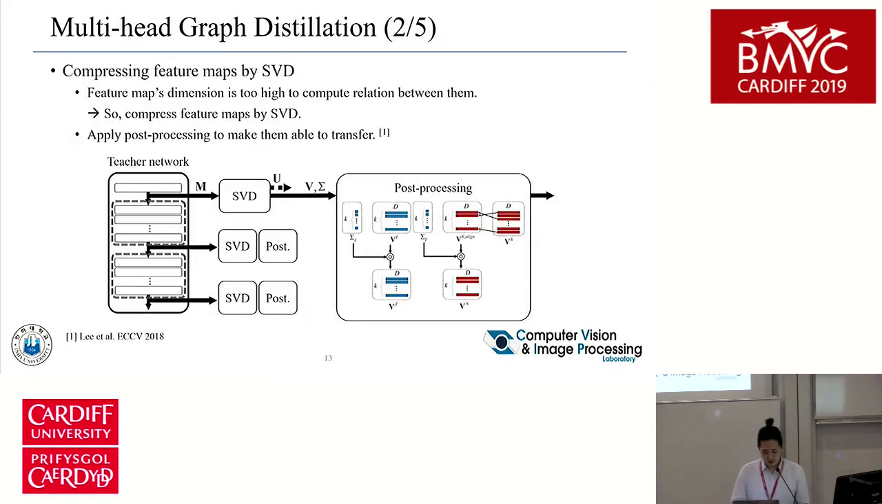First, we compress the feature map by SVD. A feature map can be treated as a set of feature vectors. So when SVD is applied, singular vectors contain the most important information in feature maps. However, singular vectors have bad properties to transfer, so we apply a specific post-processing algorithm.